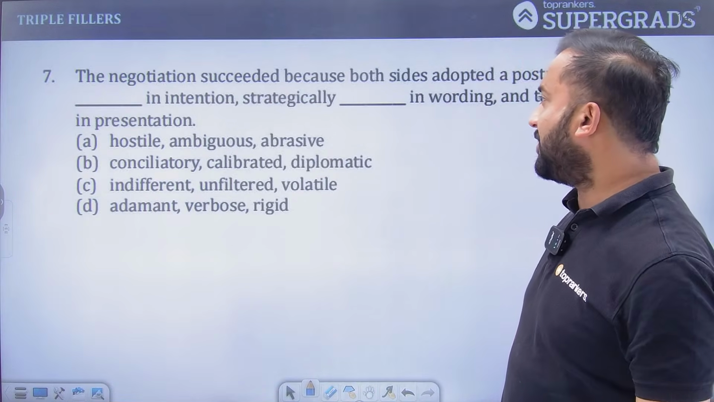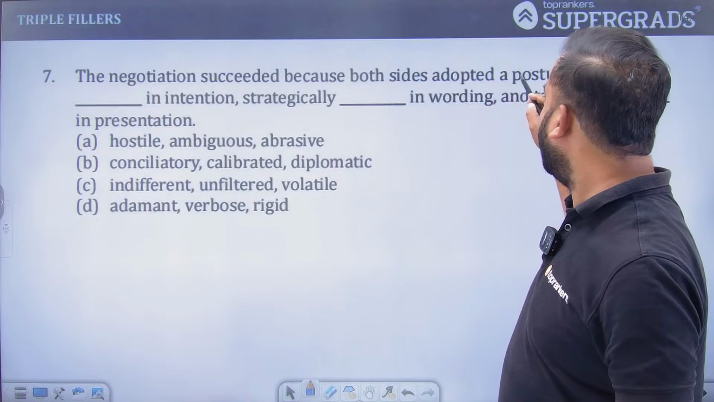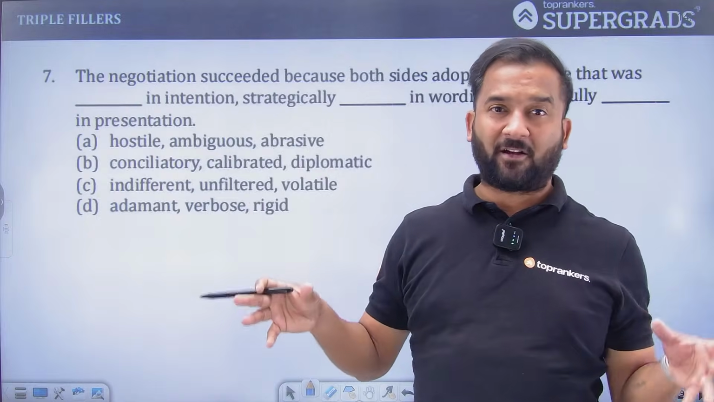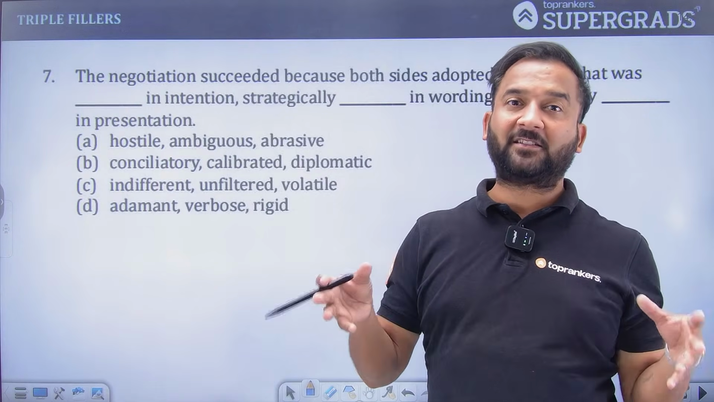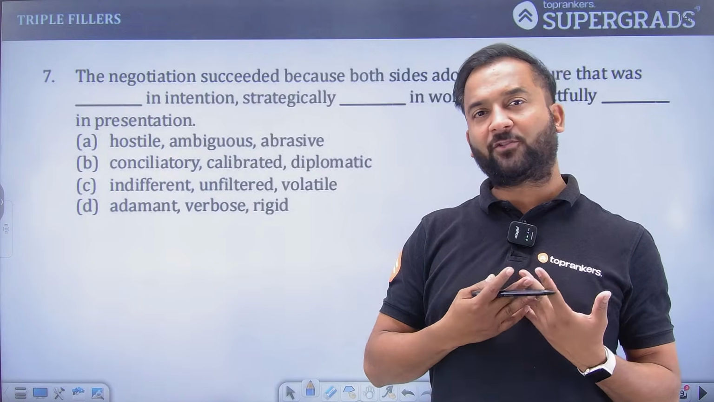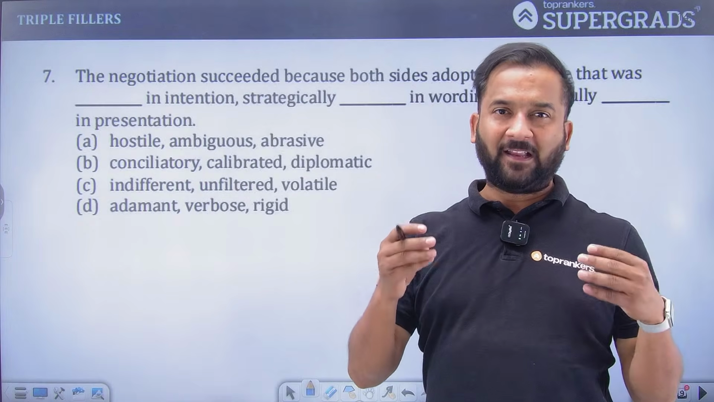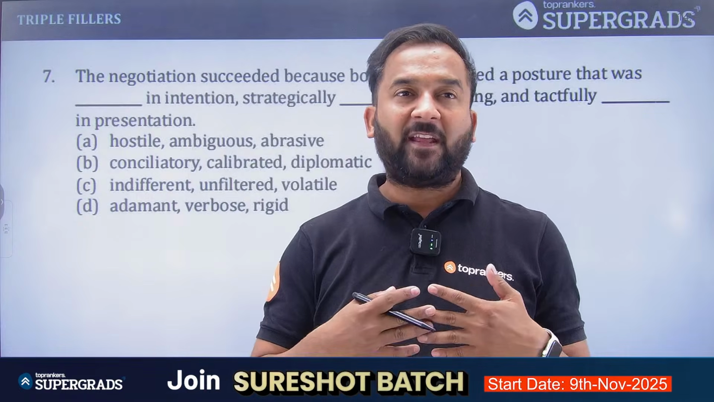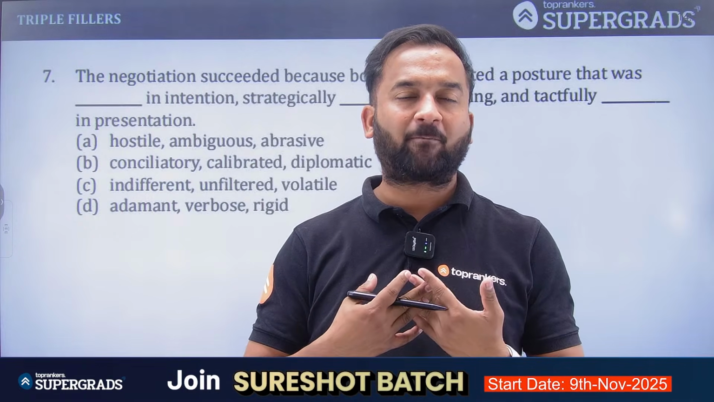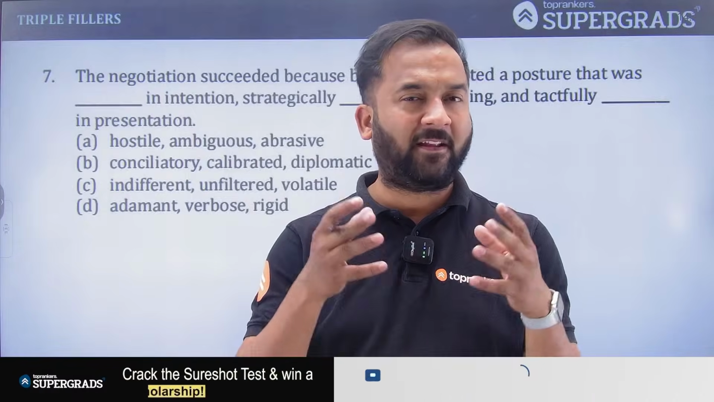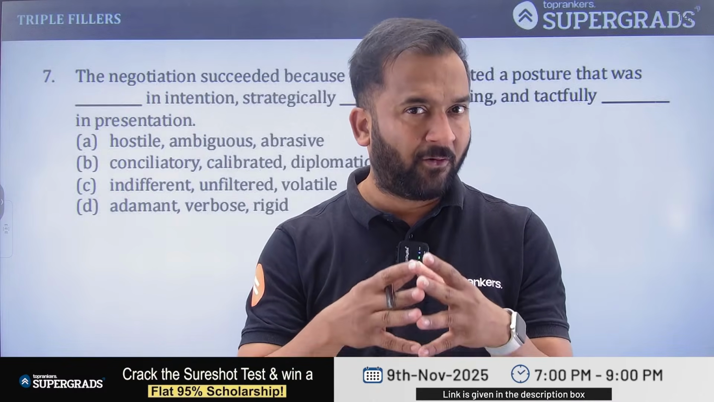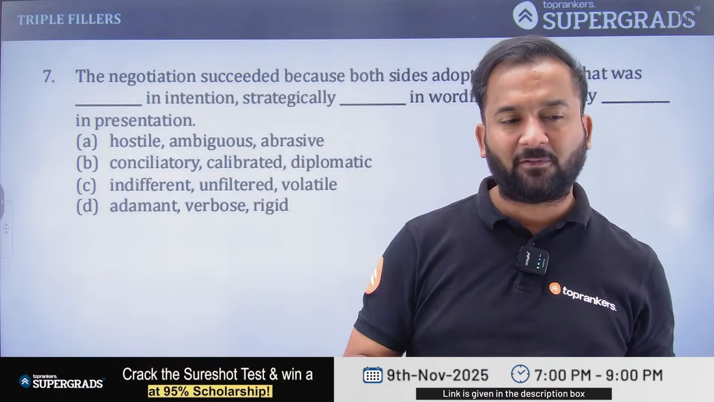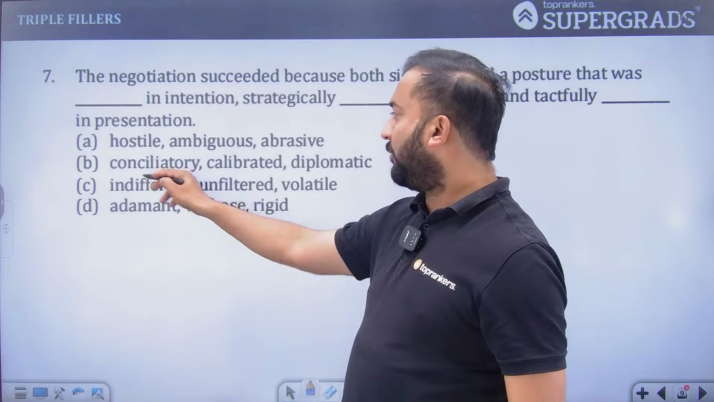So the negotiation succeeded because both parties adopted a posture that was dash. Now the negotiation, of course, takes place between two parties and it succeeded. It succeeded for the sole reason that both team A and team B succeeded in reaching a compromise. They understood that they would have to concede some things, and things will work. So conciliatory would be the correct word.